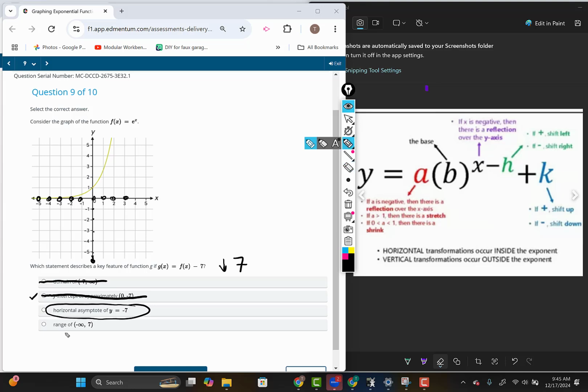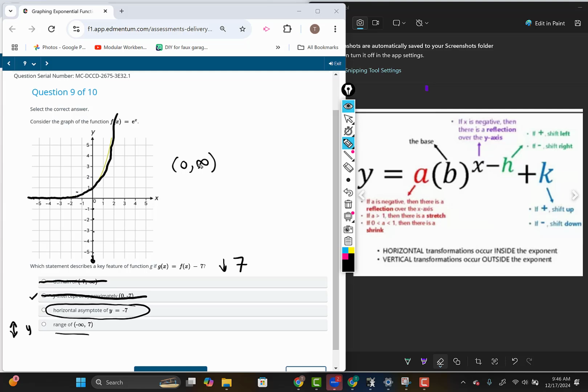So if we take this last one, the range of negative infinity to 7. So what is the range of this original graph? The range is the y values. It's how far up and down the graph goes. Well, this graph goes down, doesn't get to 0 for y, but it goes up forever. So the range for this graph goes from 0 to positive infinity.